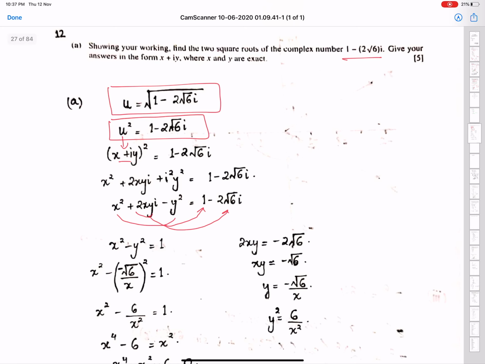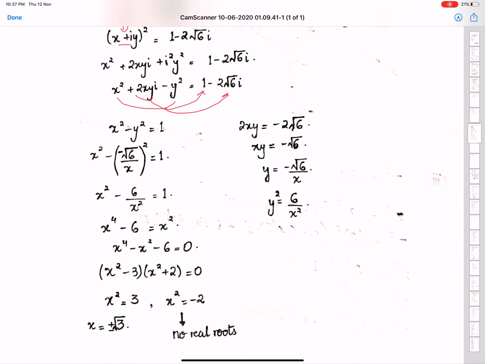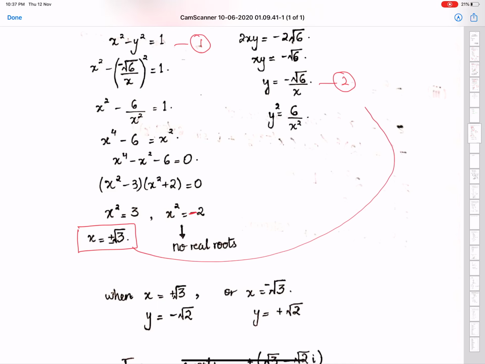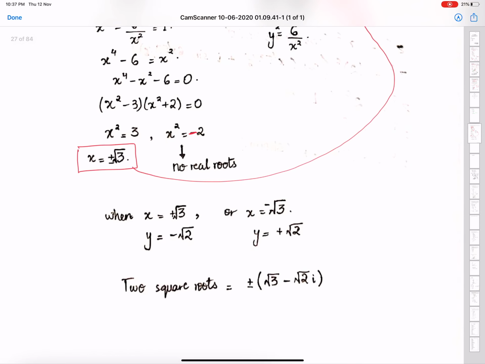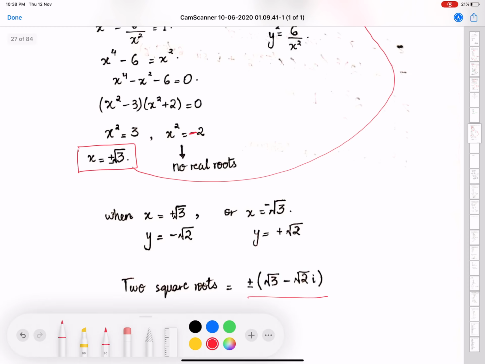Then you will get two equations. This is equation number 1, and this is equation number 2. Now solve these two equations simultaneously. Ignore the negative value because x and y both are real. Therefore, these are the possible values of x. By substituting these values of x into equation 2, we can get the values of y. And these are the two square roots. Plus minus root 3 minus 2i. You can write them separately or you can write them like this, as you wish.